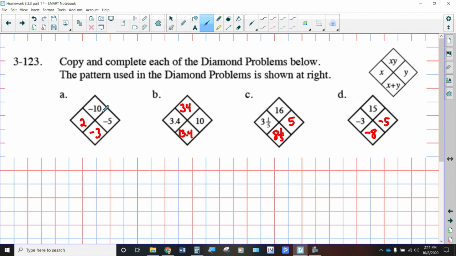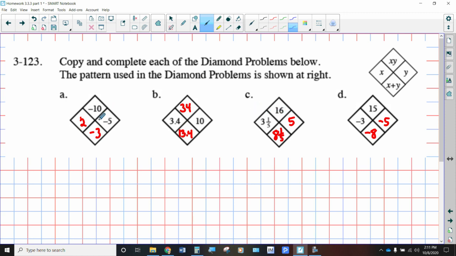What do you multiply times -5 to give you -10 for an answer? Well, since your product is a negative, that means that one of the numbers had to be positive and the other one was negative. So this is going to have to be a +2. 2 times -5 is -10, and now that you know that's a 2, then you add 2 to -5 to give you -3. Here, pretty straightforward. Multiply those two numbers together, add those two numbers together.